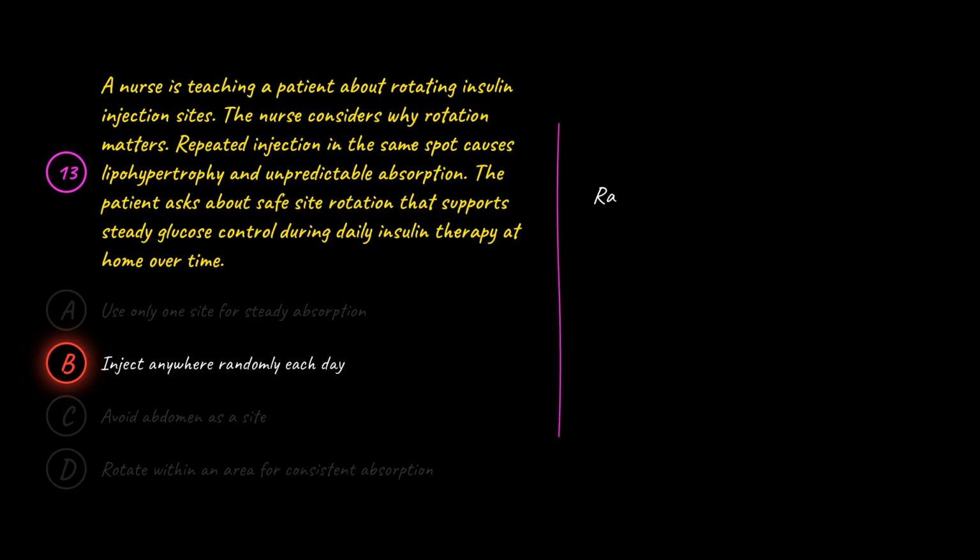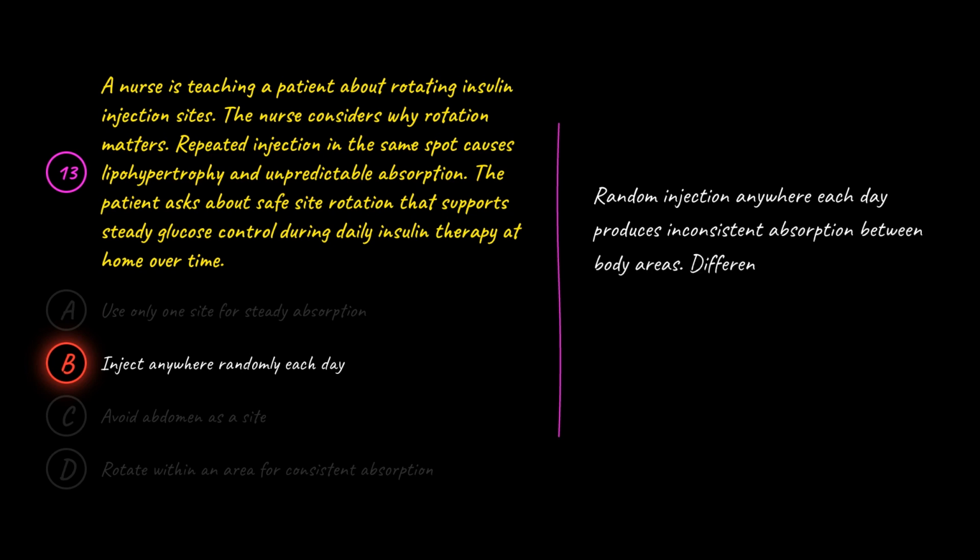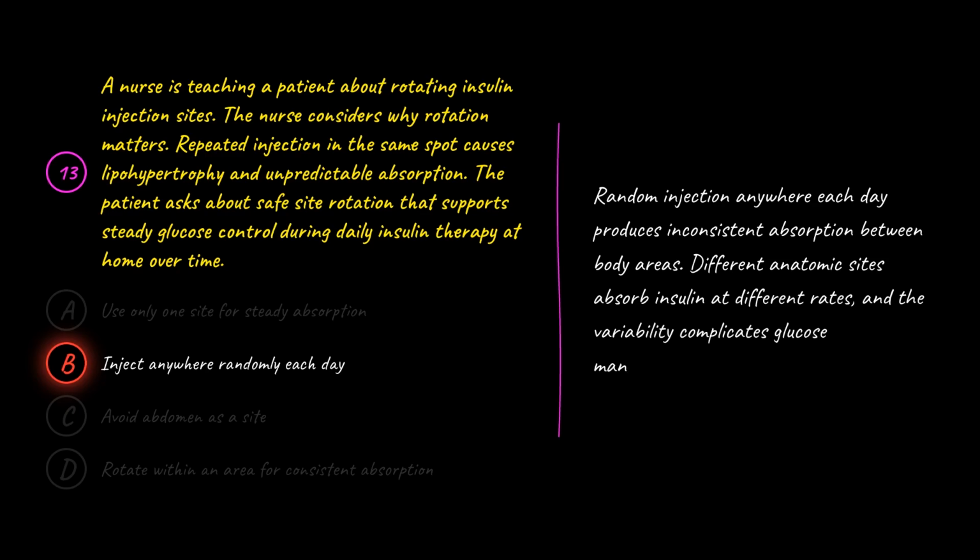B is wrong because random injection anywhere each day produces inconsistent absorption between body areas. Different anatomic sites absorb insulin at different rates, and the variability complicates glucose management for the patient unnecessarily during therapy.